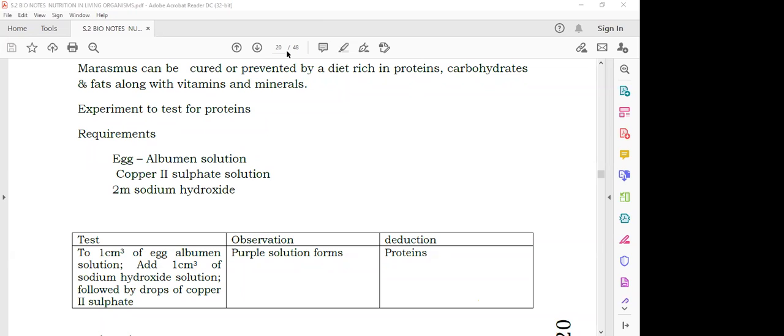Yes, Michael? Milk. Yeah, very good. Milk contains proteins. Actually, milk is one food that contains most of the food nutrients, except one. Which food nutrient is lacking in milk?